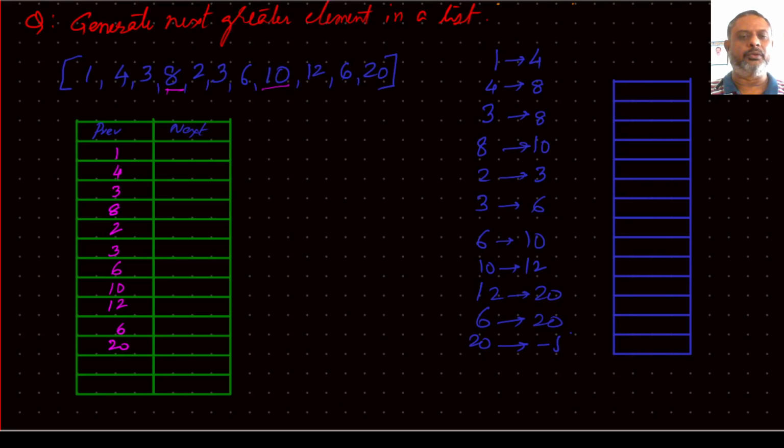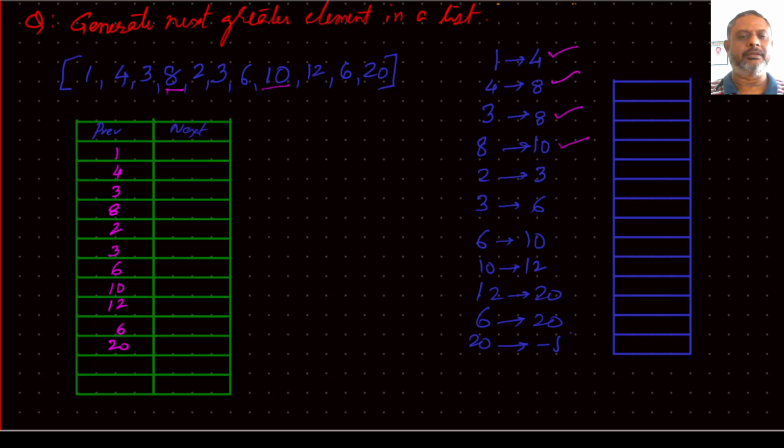So that means if you look at it, 1 is followed by 4. 4 is greater than 1. So 1 should get the next element as 4. Then if you look at 4, the next number is 3. So 3 is not greater than 4. So we continue to 8. Yes. So 4's next greater element is 8. Now coming to 3, the next element itself is greater, so 8. Then coming to 8, yes, just now we have seen.